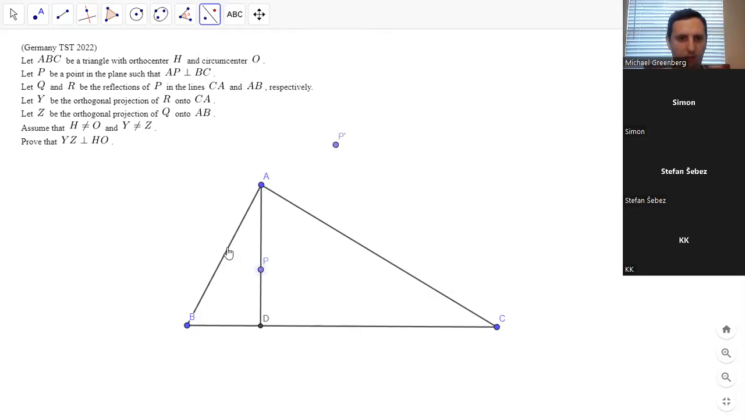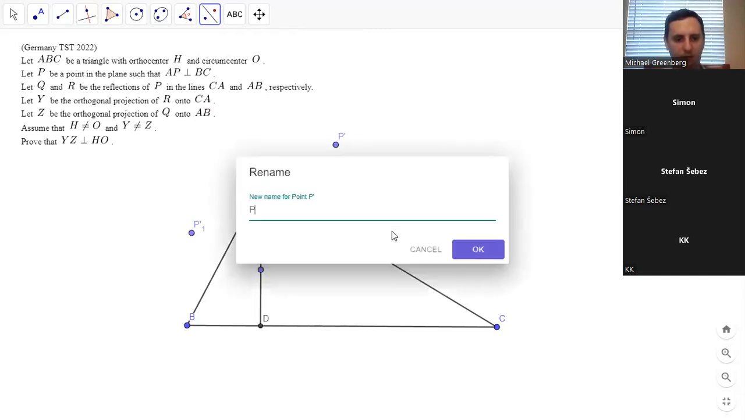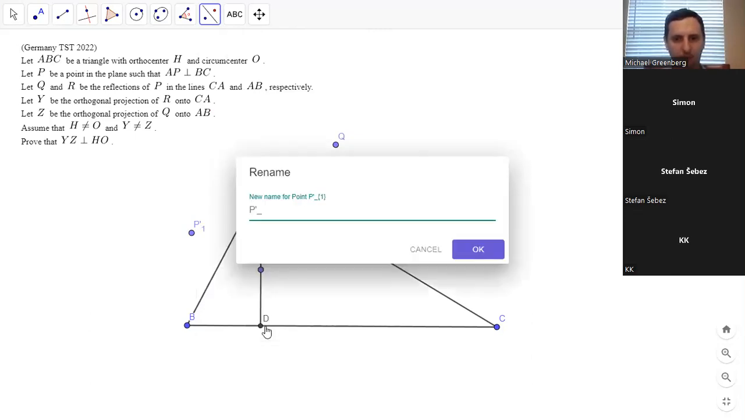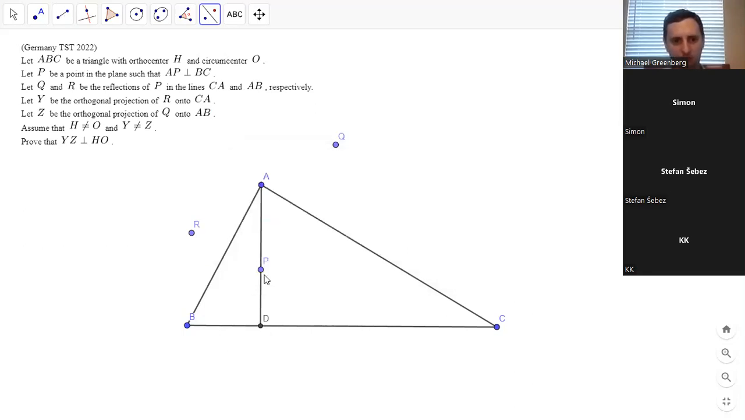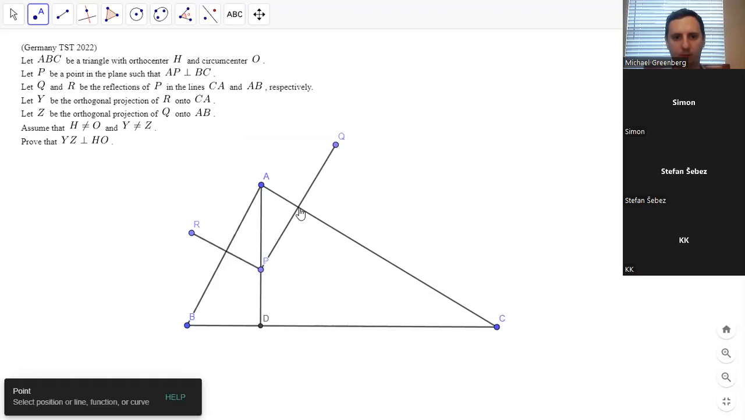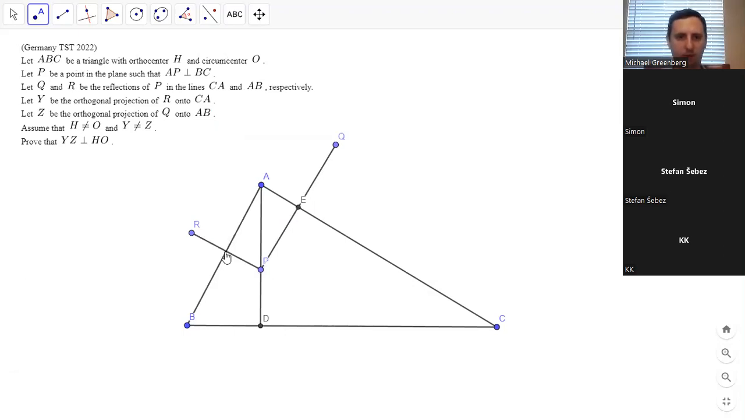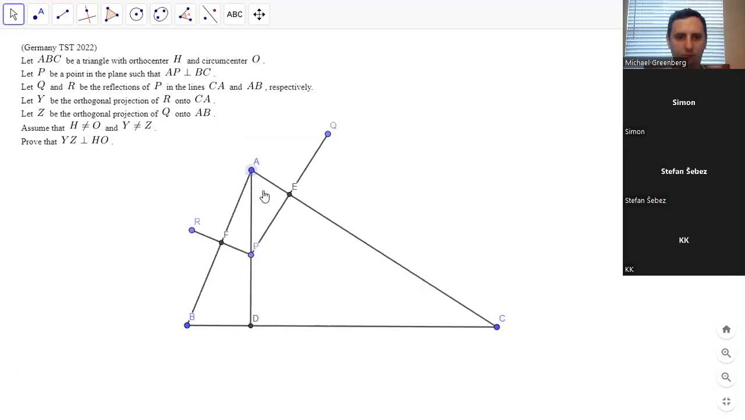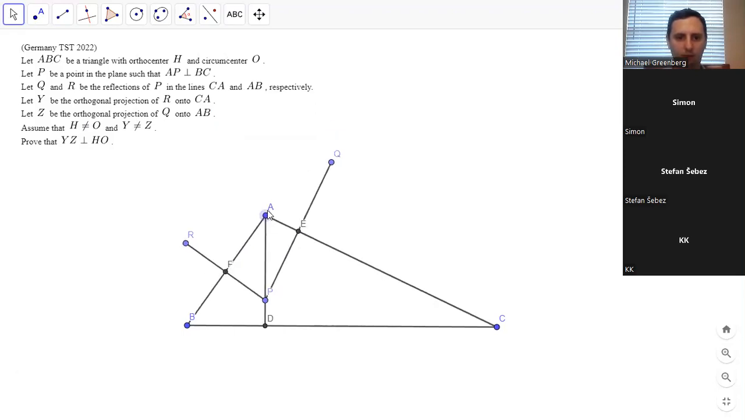All right, so it's probably worth drawing a few other points. So this is Q, and this is R. I'm going to draw these points here just because I think they might be useful. And is it true that R, A and Q are collinear? I think it's true. No, it's not true. Okay.